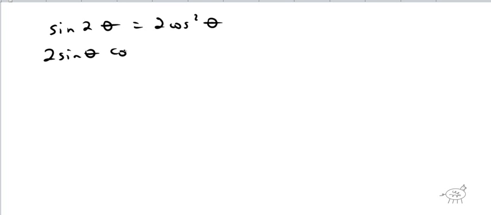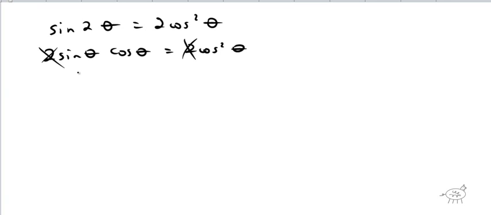Sine of 2 theta equals 2 cosine squared of theta. Looks kind of similar, but not quite. Definitely got your double angle, so I'm going to change this to 2 sine of theta cosine of theta equals 2 cosine squared of theta. Now, do you guys agree the 2's cancel?